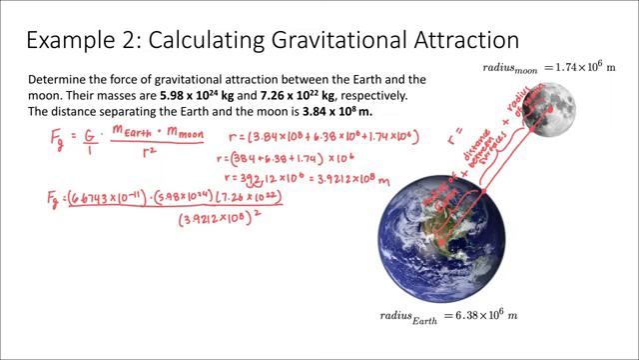So the numerator here would be 6.6743 multiplied by 5.98 multiplied by 7.26, all that together, times 10 to the power of, and again you'll add the exponents here because we're multiplying: negative 11 plus 24 plus 22. And that is equal to 289.8 times 10 to the power of 35. And again, for right now, we're not going to worry about the units.